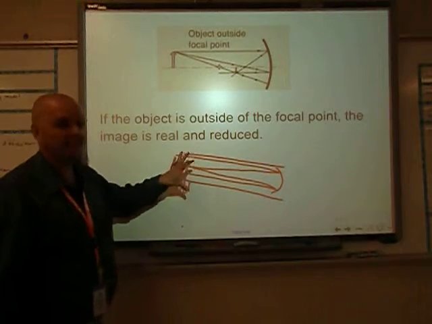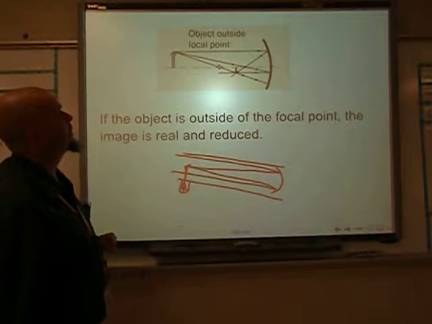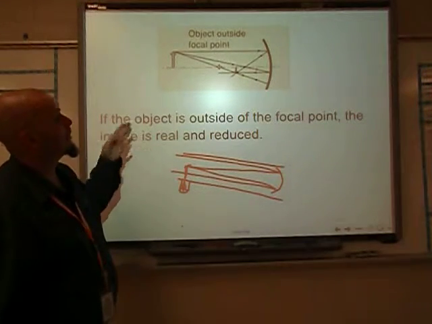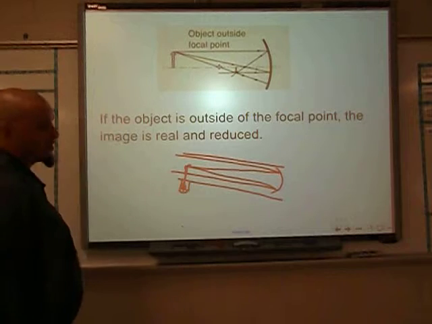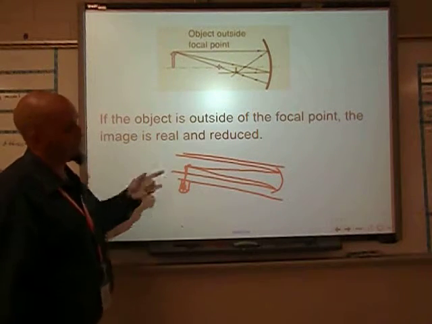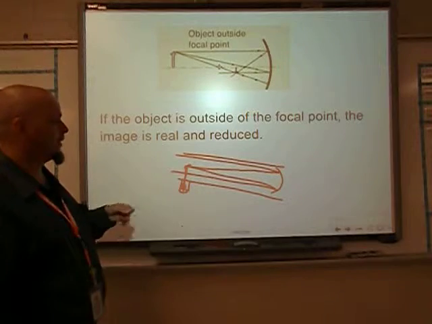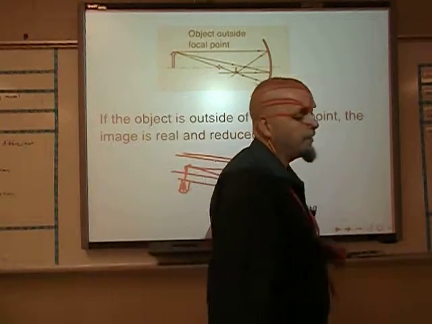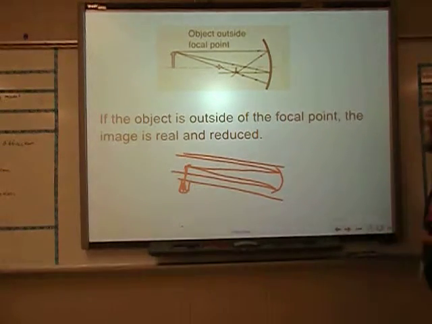The reflecting telescope is an example of an object that uses one of these concave mirrors where the object, obviously out in space, is well beyond the focal point of that mirror. It produces a real image, one that is reduced in size but then magnified by your eyepiece so you can see it.